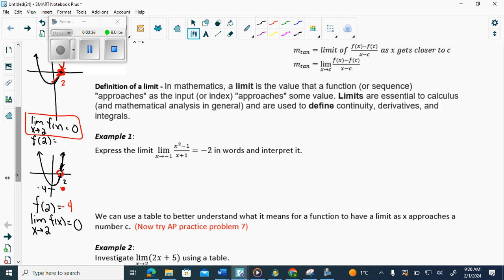So definition of limit. In mathematics, a limit is the value that a function or sequence approaches as the input or index approaches some value. Limits are essential to calculus and mathematical analysis in general, and they are used to define continuity, derivatives, and integrals. And so that is chapters 2, 3, and 4. That's your other chapters. So that's what we use it for.